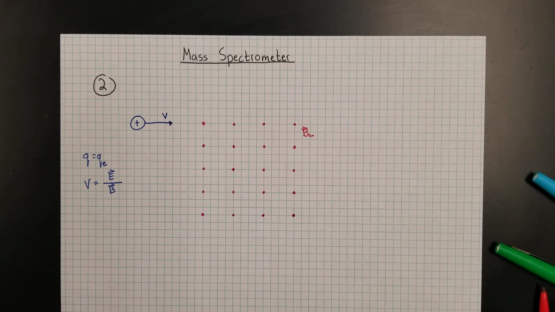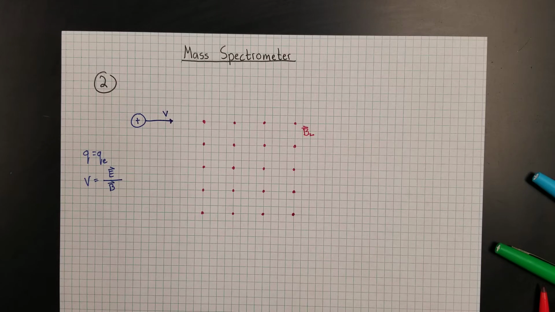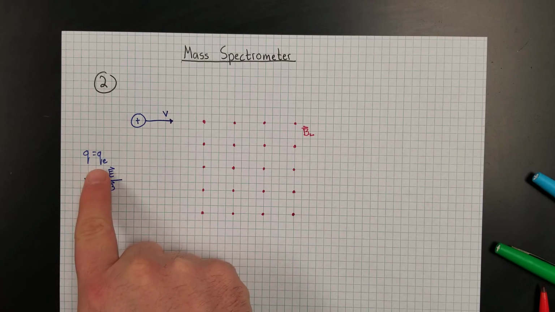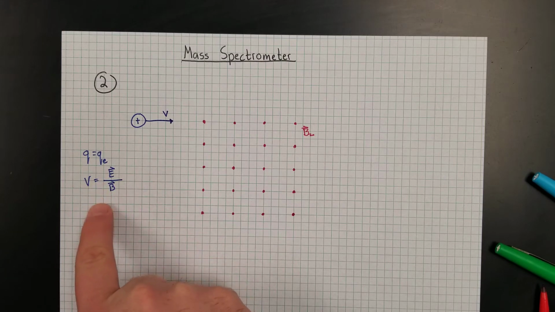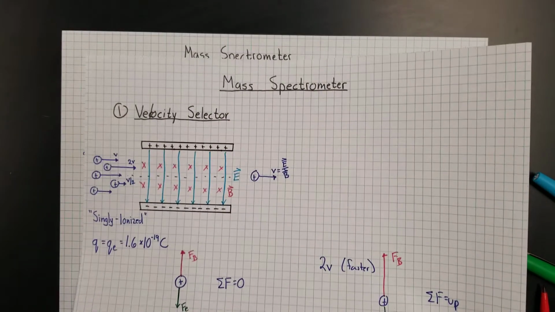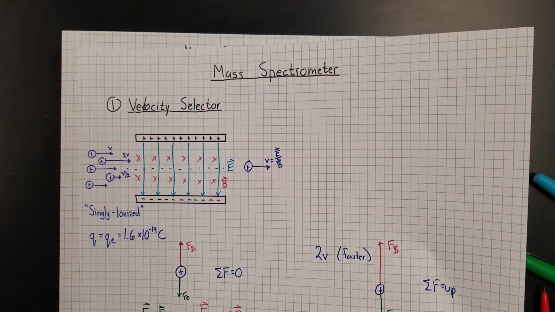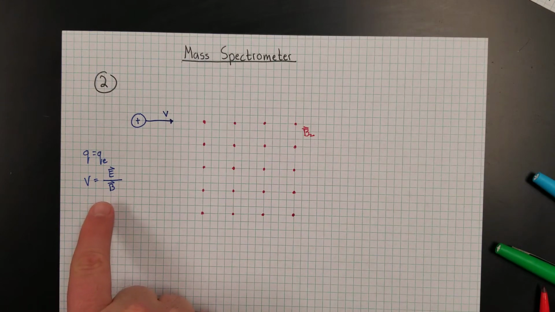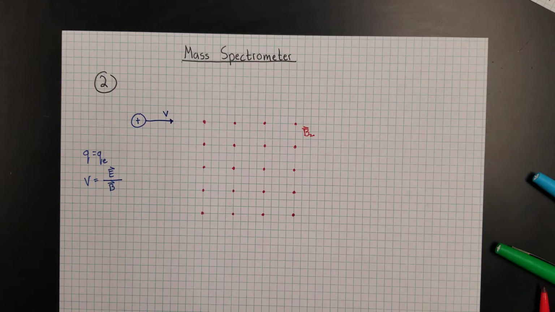So the second part of our mass spectrometer, we already have our particles of a known charge, in this case singly ionized, so the charge is the elementary charge, and known velocity, thanks to our handy dandy velocity selector. They came out of there with a specific velocity that we know equals the electric field over the magnetic field from the velocity selector.